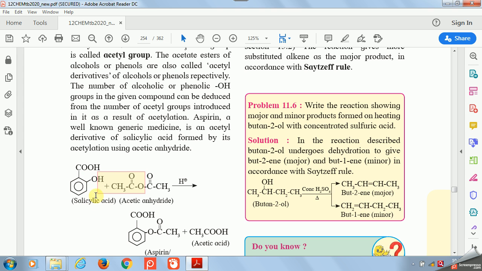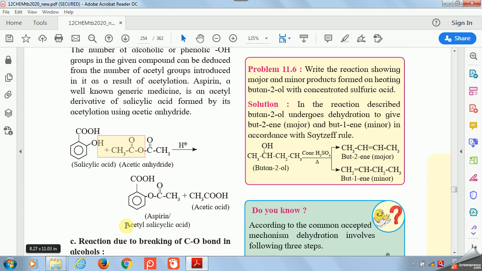React it with acetic anhydride. So hydrogen of this and CH3COO of acetic anhydride get removed as acetic acid, and the acetyl group is attached to this oxygen. So what do we get? We get acetylsalicylic acid. It is also known as aspirin.